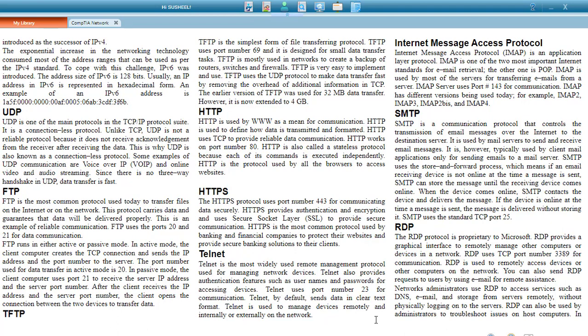a message is sent, SMTP can store the message until the receiving device comes online. When the device comes online, SMTP contacts the device and delivers the message. If the device is online at the time a message is sent, the message is delivered without storing it. SMTP uses the standard TCP port 25.